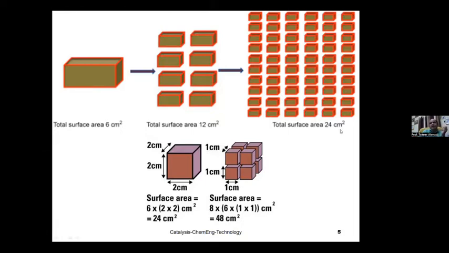And what is the mathematical calculation? How to calculate the surface area? So this is the mathematical calculation. For example, you have one cube of dimension 2 centimeter length. So how would you calculate the covered surface area?